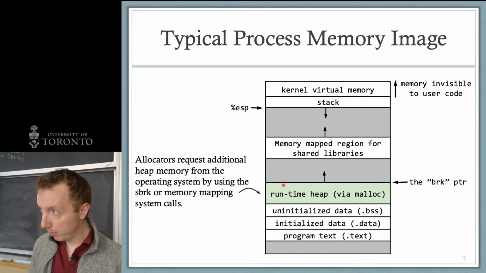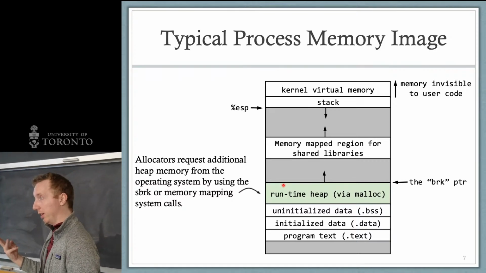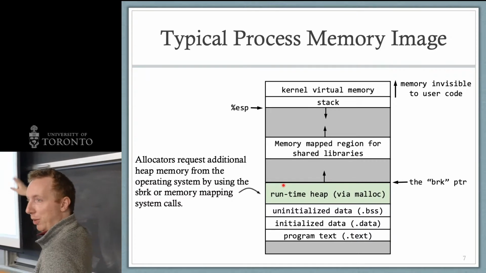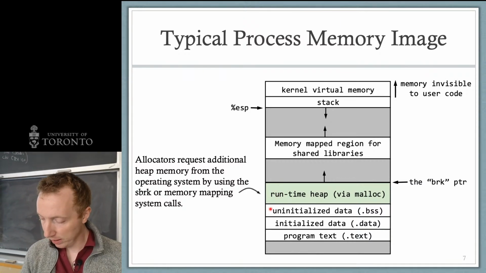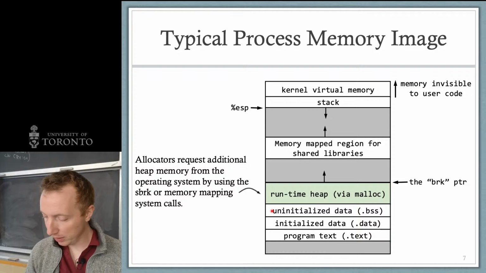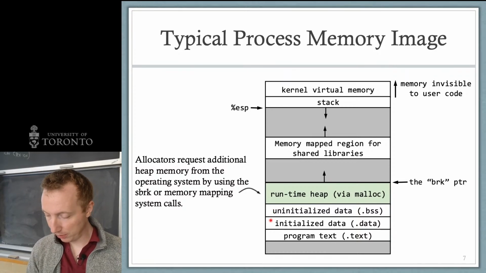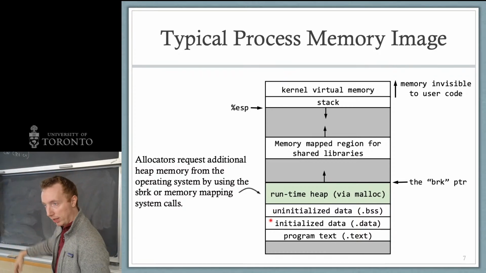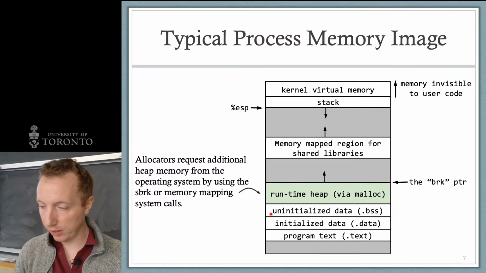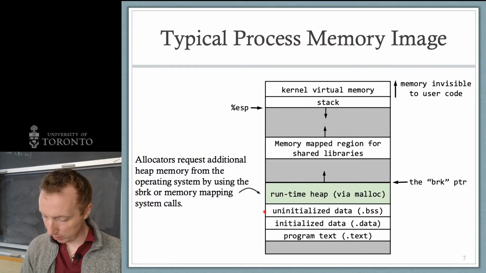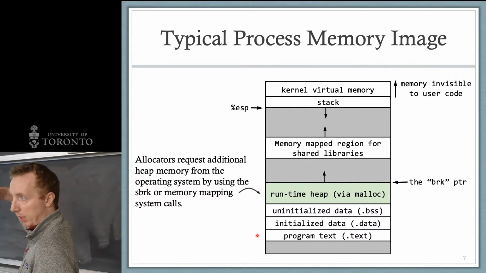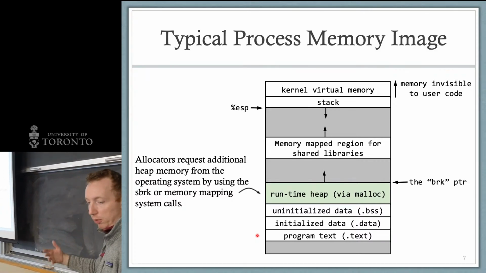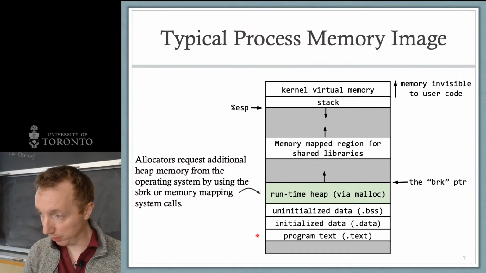But for lab 3, you're just dealing with the heap. You don't get to memory map anything. And then, these are your uninitialized global variables in this section, and initialized global variables in the data section. This will all be zeroed. And then the program text, that's where your instructions live in memory. That will be loaded for you whenever your program starts executing.